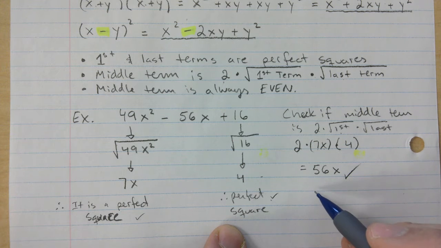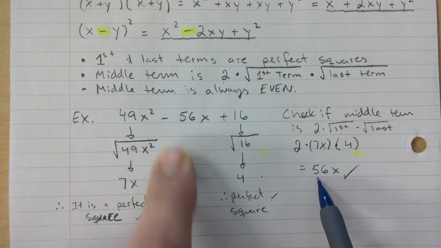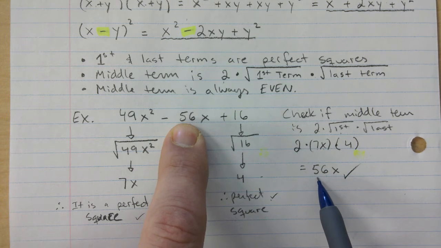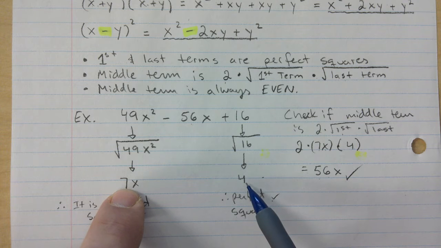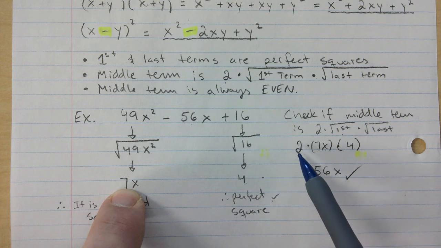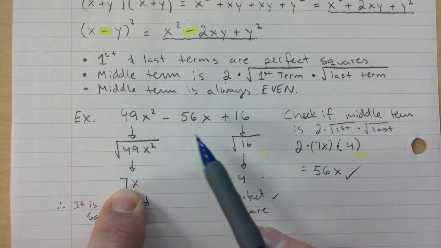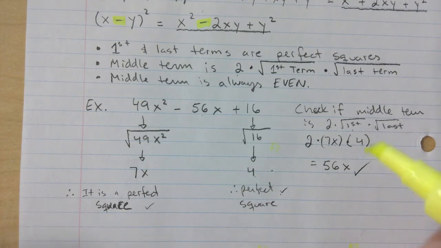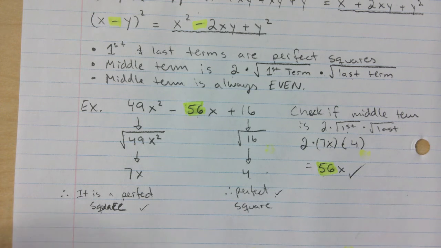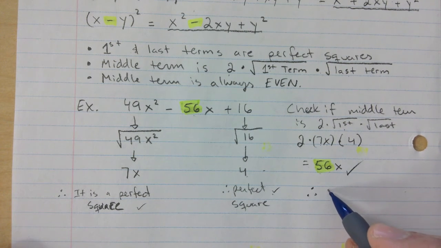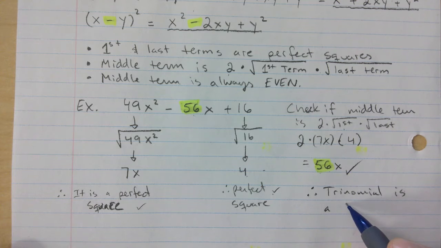So it is exactly like our middle term there. Don't worry about the sign, we're going to take care of the sign in a bit. So we took the square root of both first and last, and we doubled it, went 2 times first times last, taking the square roots, of course. We got 56x, 56x. So that is important here. 56, 56. Now you've determined, therefore, that the trinomial is a PST.